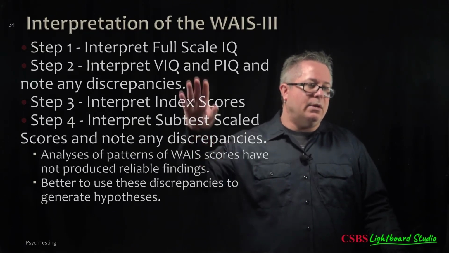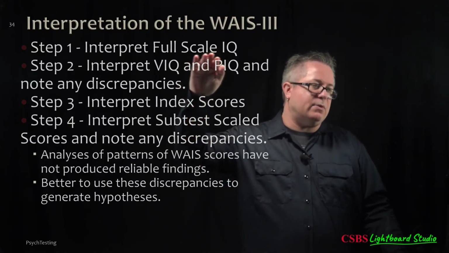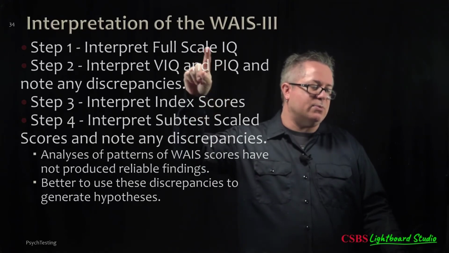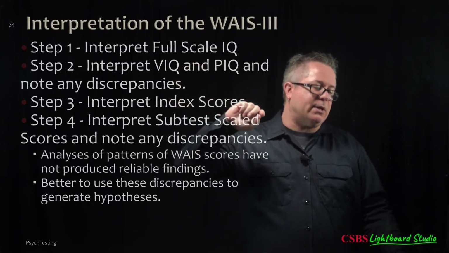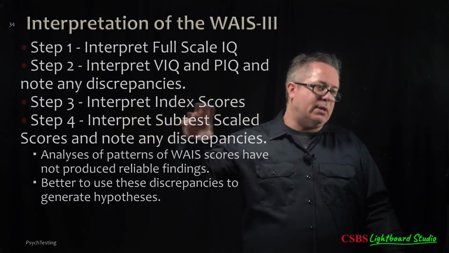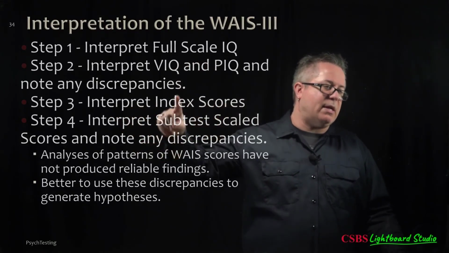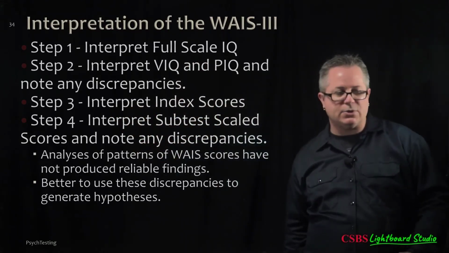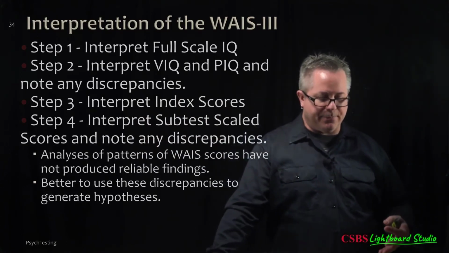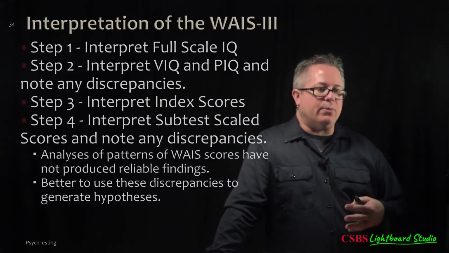But anyway, you can go through from the top down: interpret the full scale, and start to notice discrepancies between that and the verbal and performance IQ. Interpret the index scores, and then look at the subtests and see how they differ from the index scores, to really start to look at what might be going on with that respondent.